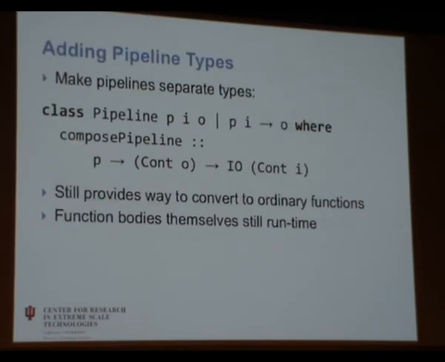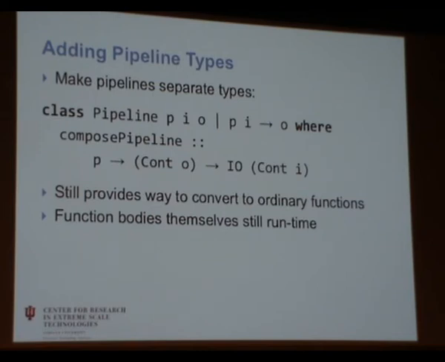And so the first step here is to make pipelines separate types. Rather than a pipeline just being a function with a certain interface, you have a type class that represents a pipeline. Then it has a compose operation, which now can be computed from the type of the pipeline object, rather than just its value.